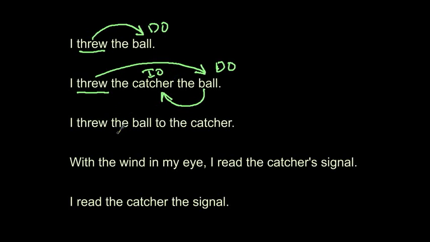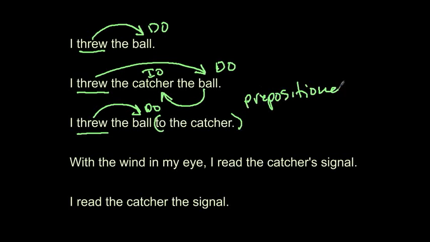Let's look at another way of thinking about this. I threw the ball to the catcher. So again, we have action. And what did I throw? I threw the ball. The ball is the direct object. Now, this is essentially answering the same as this, but this right here is a prepositional phrase. And a prepositional phrase cannot be a complement.